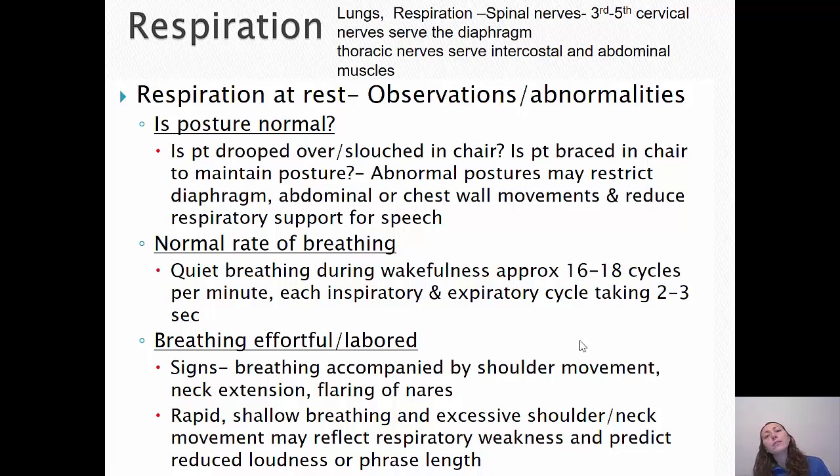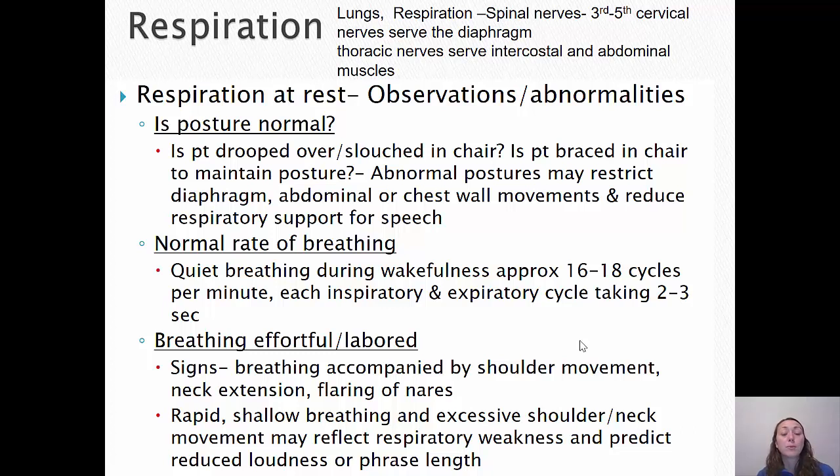Are they drooped to one side, are they slouching to one side? Do they have the diaphragmatic support and posture to be able to sit upright during communication tasks? Those are just things we want to take in informally, because that might impact what we can or cannot do in therapy with regards to breath support.